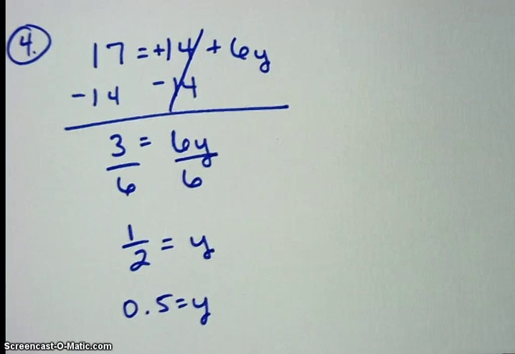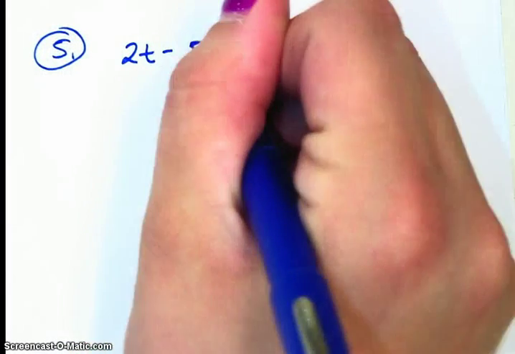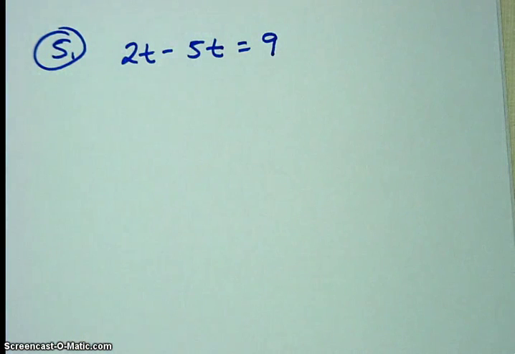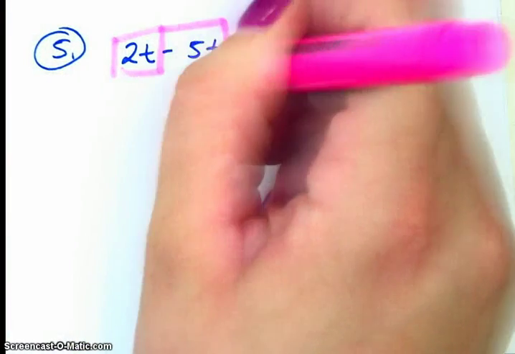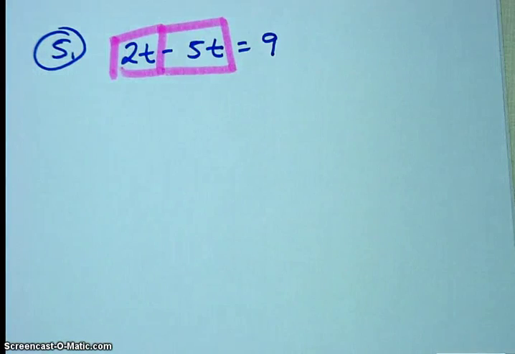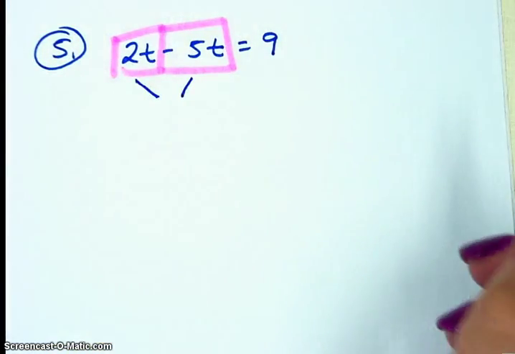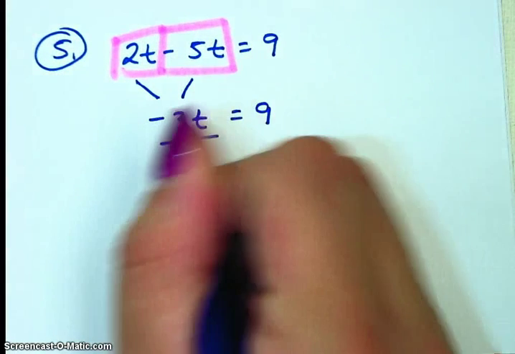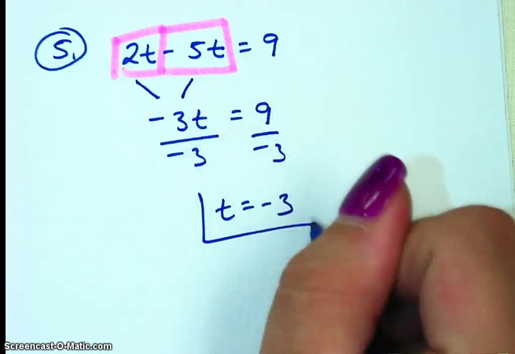Alright, number 5. 2t minus 5t equals 9. These are like terms. So when we have like terms, we want to add them. They're on the same side. Put boxes around them or circle them, whatever you need to do. Make sure you keep the sign. So 2 plus negative 5, when you add those together, you get negative 3t. Then divide both sides by negative 3 to solve for t. So t equals negative 3.